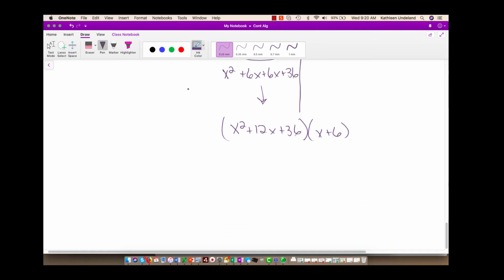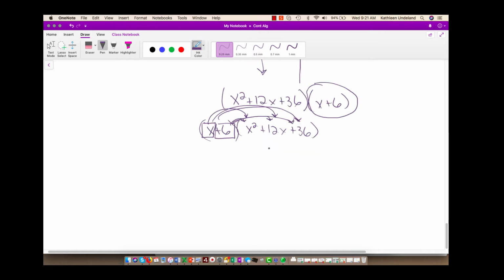So now it becomes one of the problems that we could not use FOIL for, but we just have to use the distributive property. So I'm going to take the smaller factor here and write it out in front. Then I'm going to take each term and distribute it. So that x will get distributed and multiplied by these 3 terms, and then the positive 6 will also do the same. So I should end up with 6 terms when I'm all done.